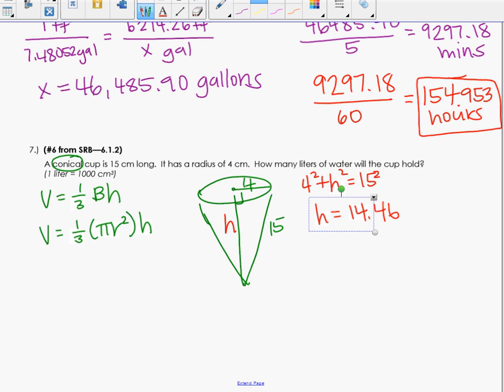So when you do that, you get h to be 14.46. And the reason I'm saying that the 15 is here, you guys, is because it didn't say a conical cup has a height of 15. It's saying it's 15 centimeters long. So if it's talking about the height, it's going to be pretty explicit that the height is this.